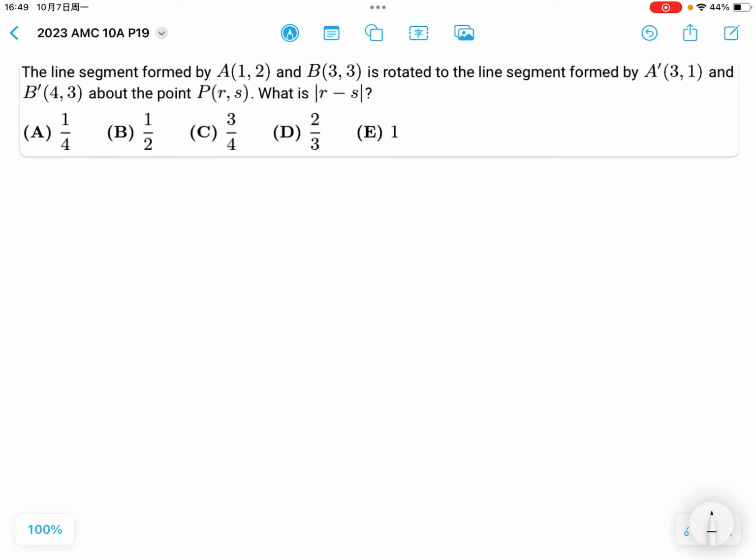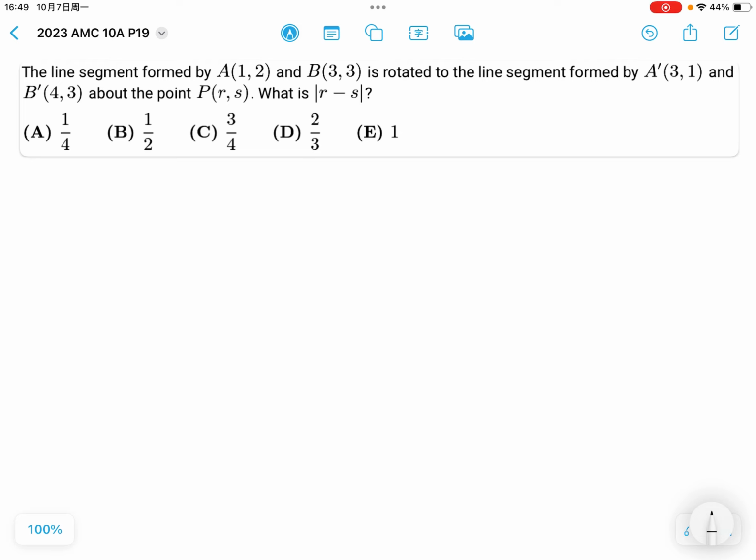This is problem 19 from the 2023 AMC 10A. The line segment formed by A(1,2) and B(3,3) is rotated to the line segment formed by A'(3,1) and B'(4,3) about the point P(R,S). What is the absolute value of R minus S? There are 5 options again.